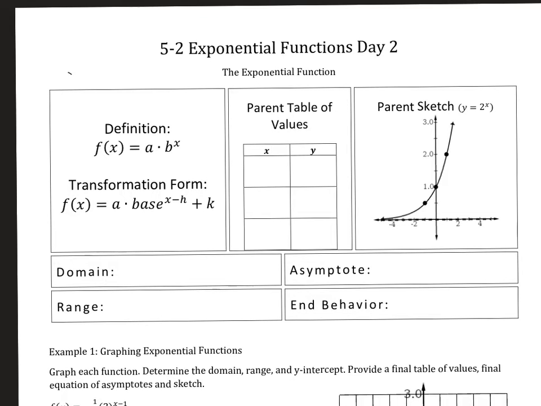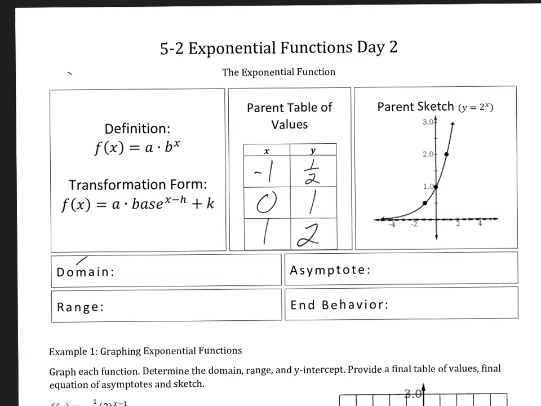For my parent table, right now, I just want to use -1, 0, and 1. Now, if I plug those in for x's, you can even just look over at the sketch of it. It looks like at -1 it is 1/2, at 0 it is 1, and at 1 it is 2. Okay, cool. Good.